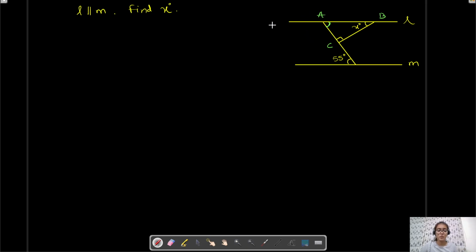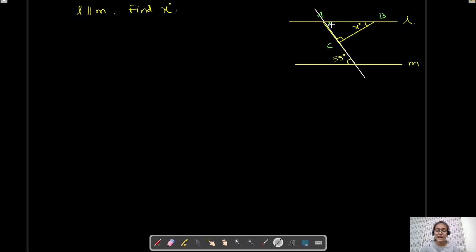What other information do we have? It says that L is parallel to M and this angle is given as 55 degrees. So if this is 55, then this angle, angle A, and this angle are actually nothing but alternate interior angles. This line is your transversal.